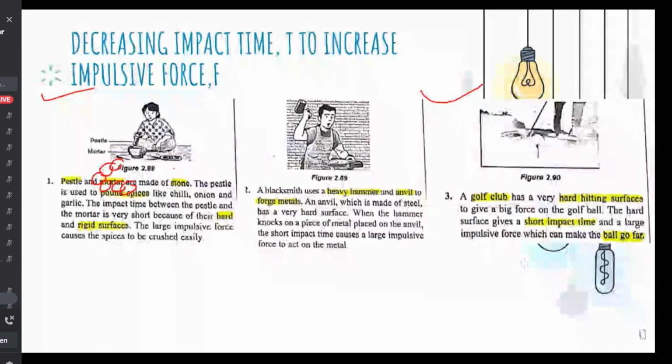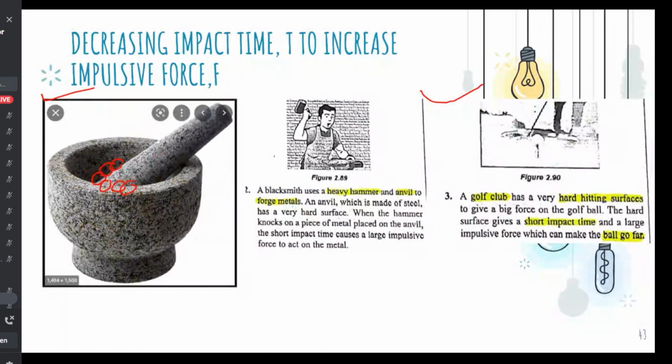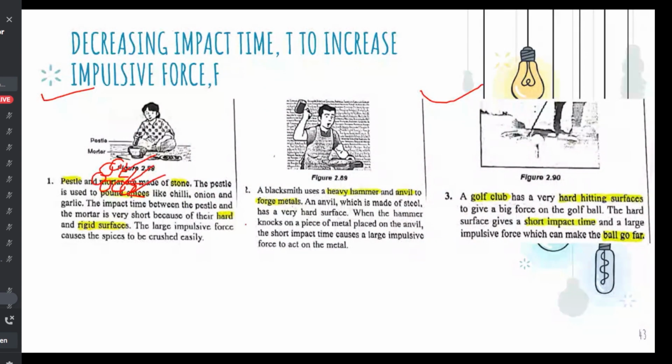So when the pestle is used to pound the spices like this, hitting it, because of the hard surface of the mortar, the impact time between the pestle and the mortar, this thing and the mortar which is the bowl just now, is very short. And again, when we have a very short impact time, it will produce a large impulsive force. And that's the reason why the spices can be crushed easily.